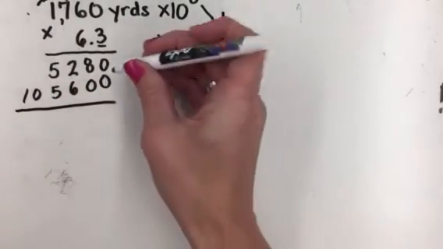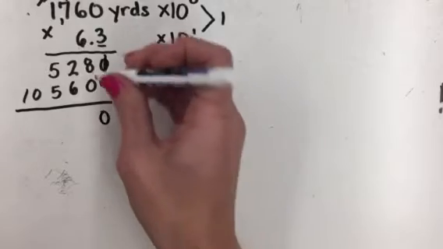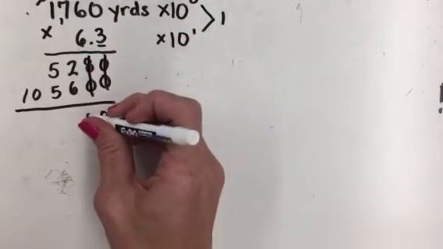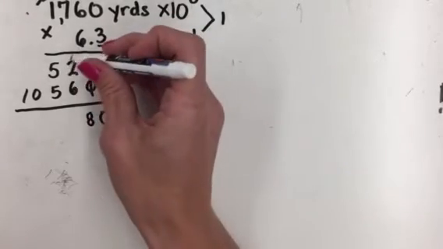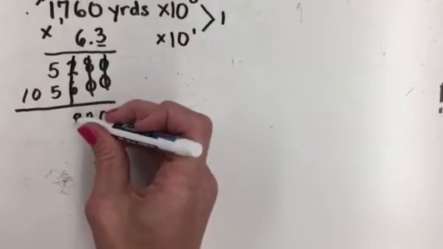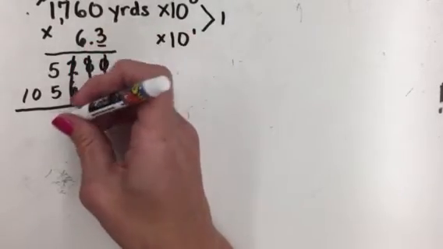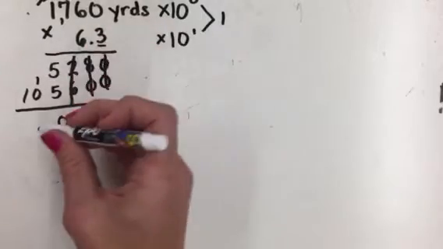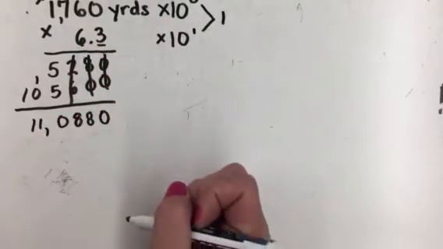And now I'm just going to add up my digits. So 0 plus 0. 8 plus 0. 2 and 6. Oh, look at that, cute. 5 and 5. Regrouping my 1, and now I have 11,000.